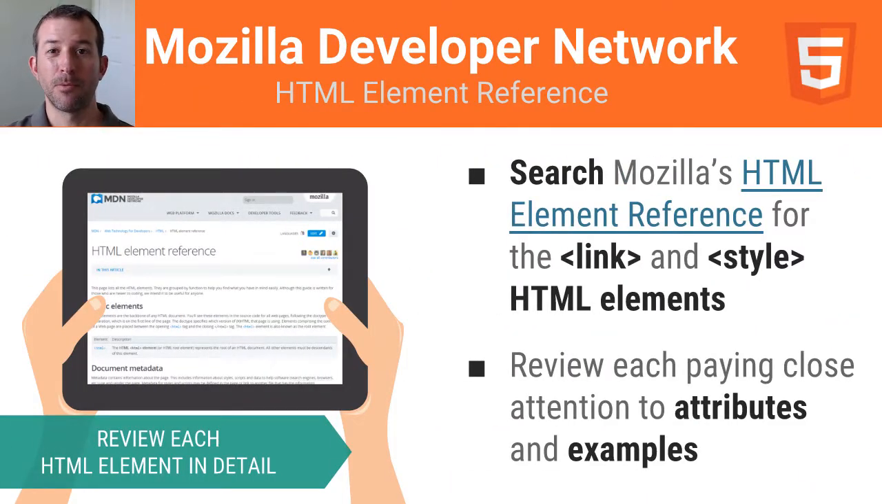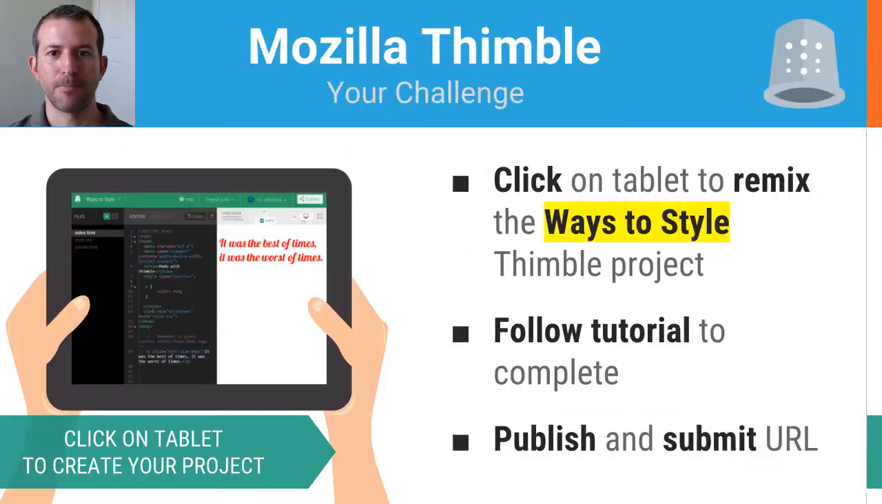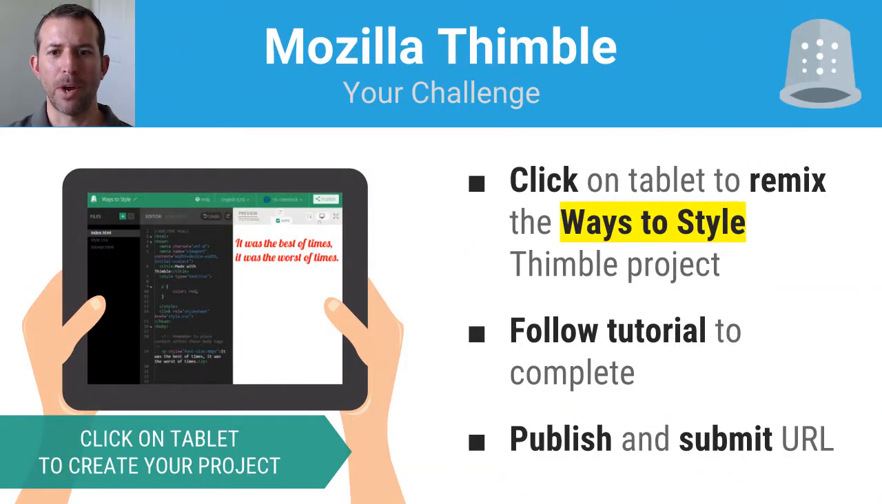Make sure you go to the Mozilla Developer Network and you look at link and style. These are 2 HTML elements that are critical when it comes to the ways to style. Pay attention to the examples and see me with any questions. Then I have a challenge for you. It's called Ways to Style, where you're going to get to practice the 4 different methods of including style to apply to a web page.